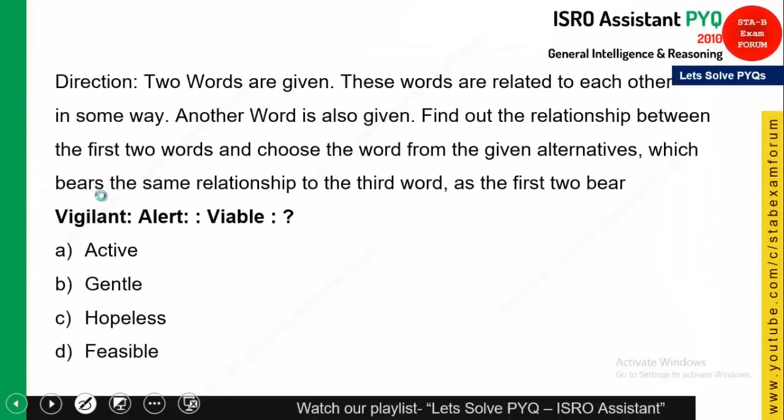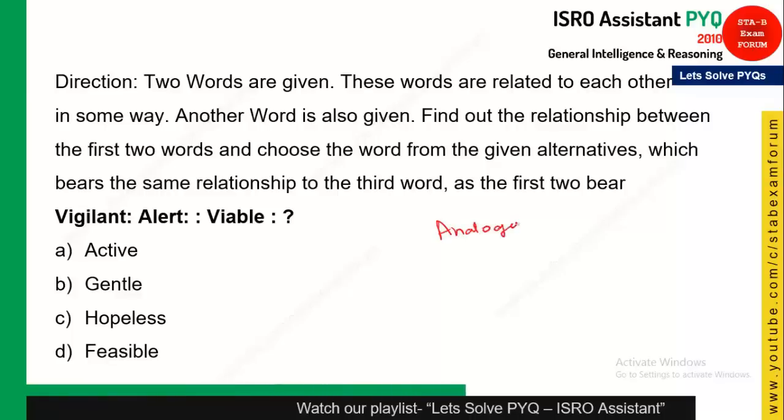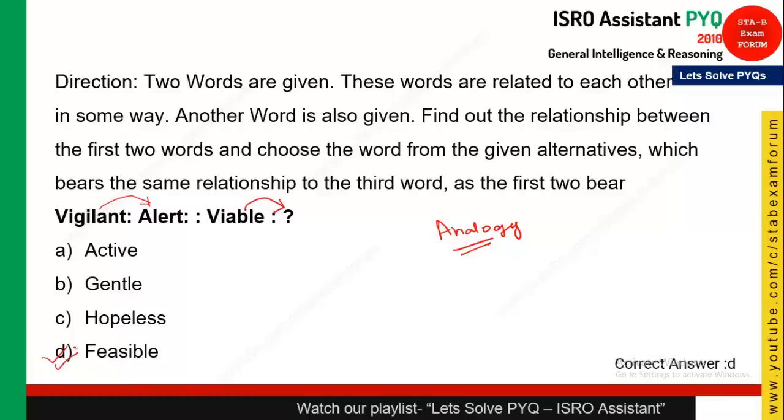Let's see the next question. This is from the category called analogy. As you know, the synonym of vigilant is alert. In the same way, the synonym of viable is, out of these four options, feasible, which seems to be the most perfect one, and option D is the correct answer. Those who have given option D as their answer are right.